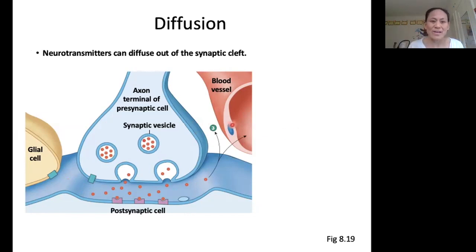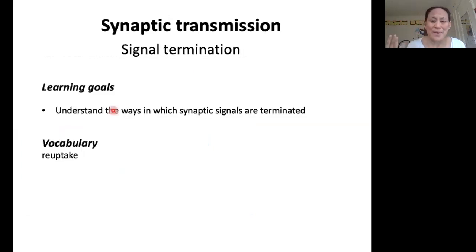Okay, so these three different mechanisms are just three different mechanisms for removing neurotransmitter from the synaptic cleft. They don't occur in that order. They don't always all occur at the same synapse. Just some synapses use some of those strategies, other synapses use other ones of those strategies. Okay, so I just want to make sure to make that clear. All right, so that basically covers the ways that we terminate our neurotransmitter signal in the synaptic cleft.